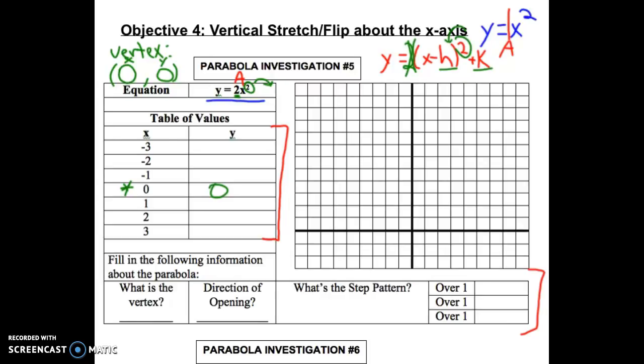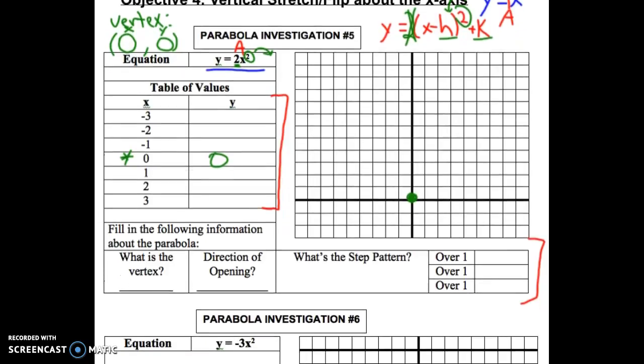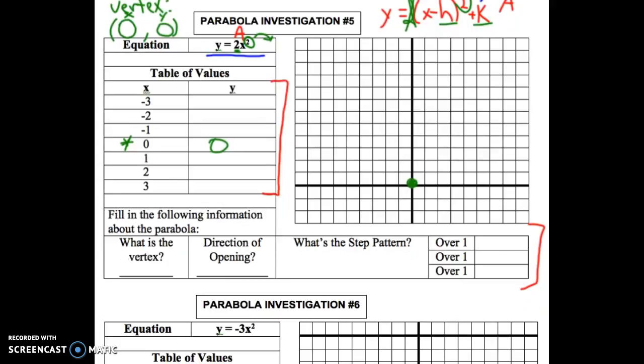If I plot that vertex at 0, 0, that's my initial starting point. I have to also consider, is this a positive or negative function? The 2 is positive, so I know that the direction of opening is going up. So I'm going north, vertical. And this is the vertex 0, 0. So I know that my step pattern is going to be going up. Remember, if it's positive up, negative down.